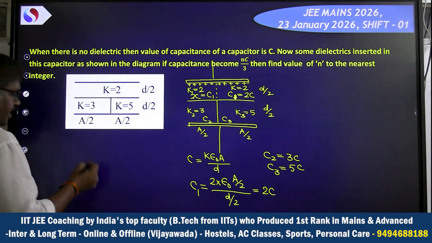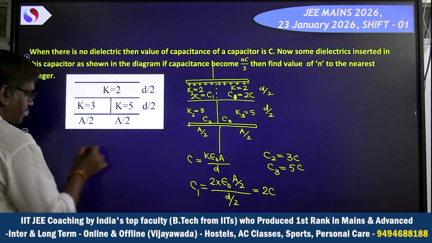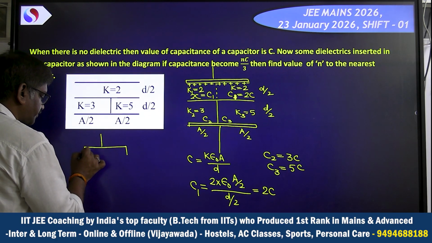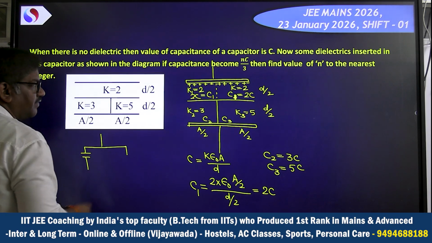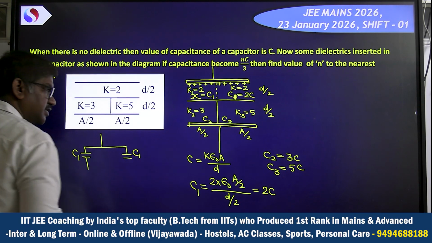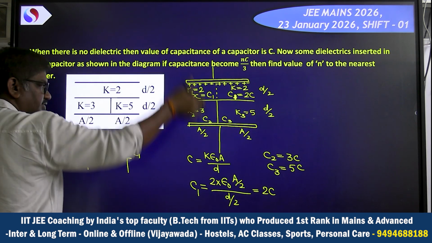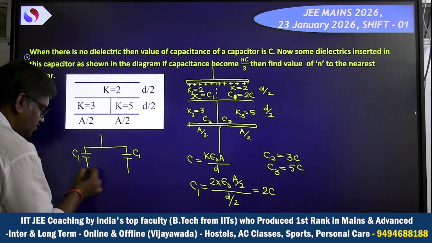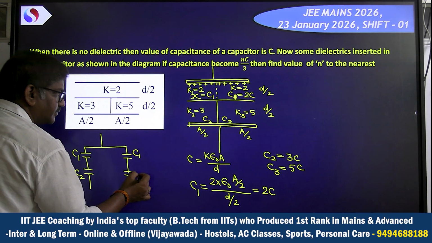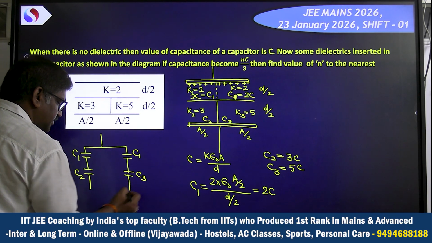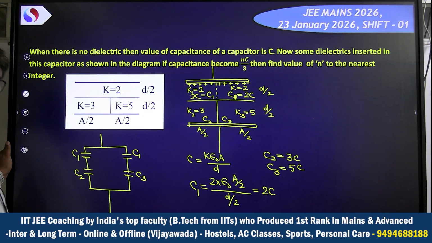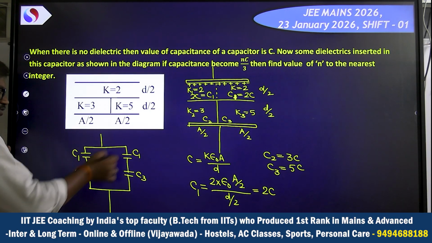Now when we have to combine, how do we combine this? We combine this in this way. We will assume this as C1. This half of the portion is also C1, and it is in series. These two are in series. So C2 will be in series with C1, and C3 is also in series with C1. Like this. Alright. So this is your combination.